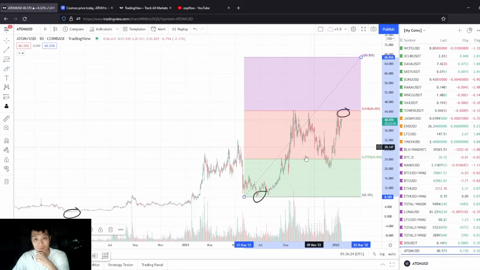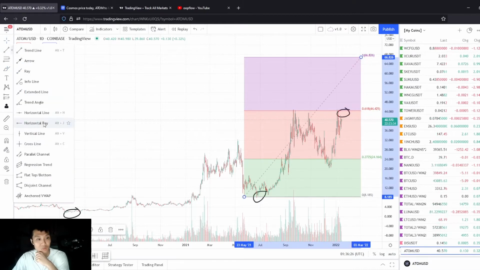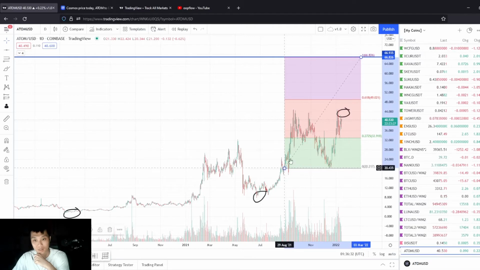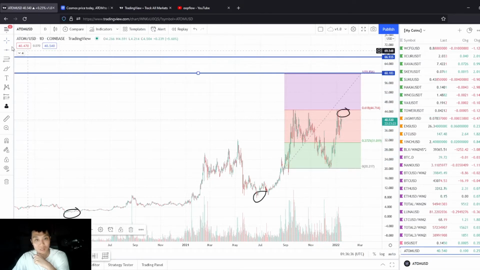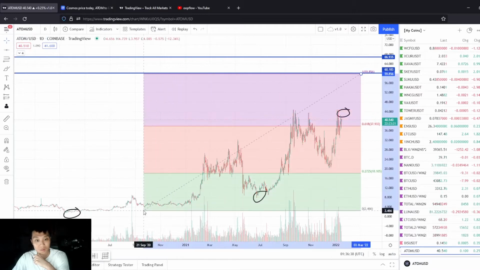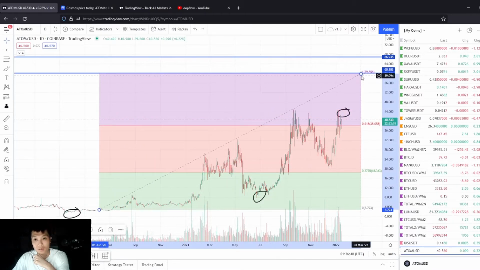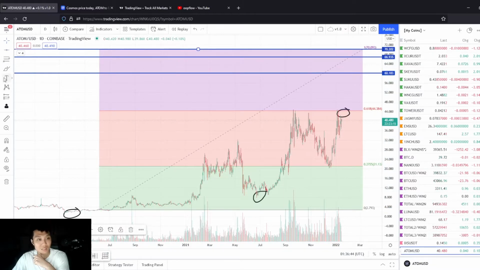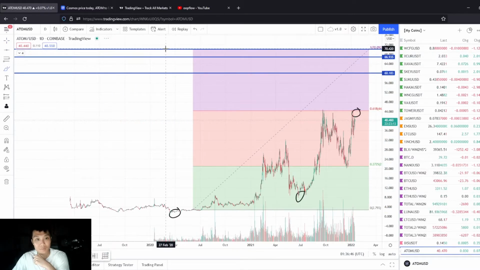You would do it across multiple lows, and you'll get a general sense of where a set of resistances are. For example, if I go ahead and do this a couple of times, 0.618, 0.618, 0.618, you're getting the sense that Atom is probably going to get stopped around these levels.